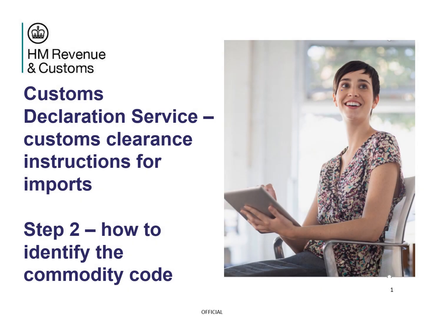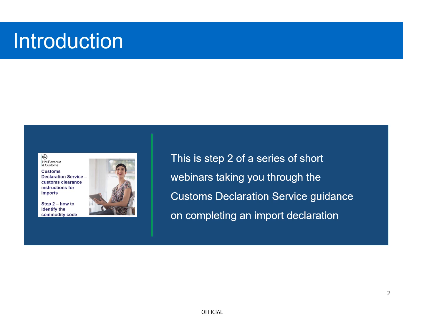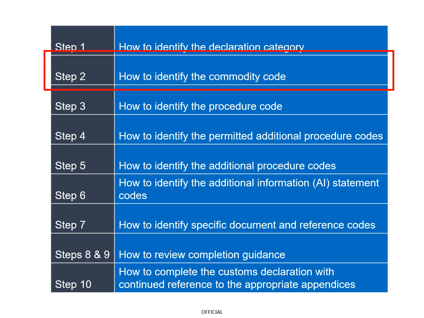Thank you for joining this short webinar showing you how to identify the commodity code when making an import declaration using the Customs Declaration Service. This is step 2 of a series of short webinars taking you through the Customs Declaration Service guidance on completing an import declaration. This table sets out the step-by-step guides we'll be covering in this series.